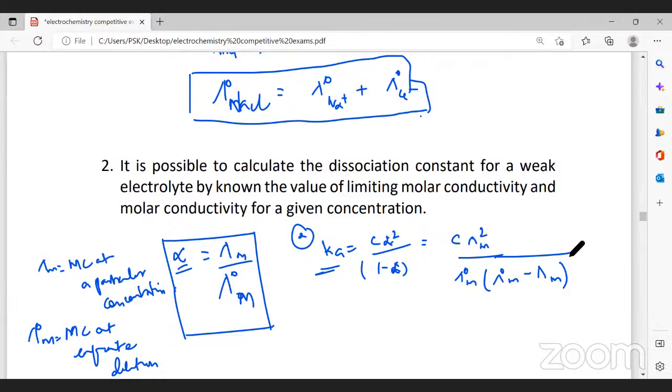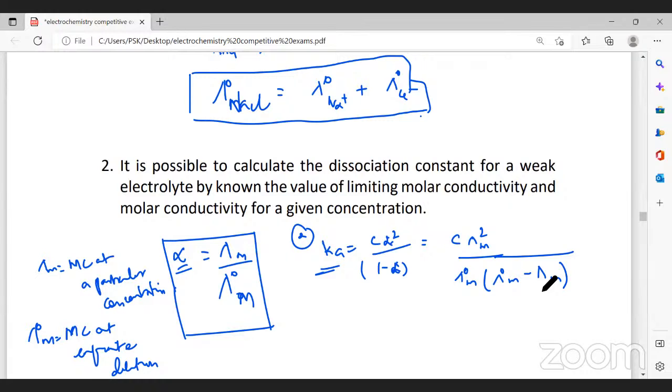Ka is called the dissociation constant of a weak electrolyte. I told you Kohlrausch's law is applicable for weak electrolytes. So Ka can be calculated by the formula C alpha square divided by 1 minus alpha, which is equal to C lambda m square divided by lambda naught m into lambda naught m minus lambda m. What is this lambda naught m?